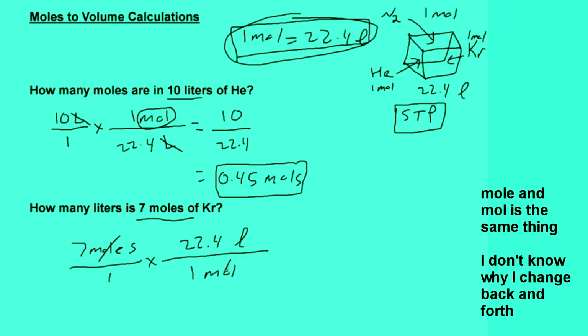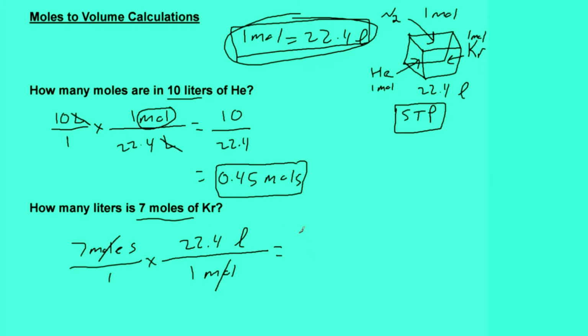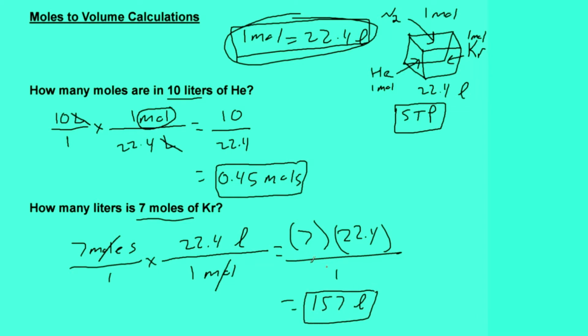Moles there cancels. So this time we're multiplying 7 times 22.4 divided by 1 times 1. This comes out to about 157 liters because our unit is in liters here. That's our final answer. So these are just one-step problems using our conversion, and the trick is just getting your units straight so you know whether you're multiplying or dividing your initial number.